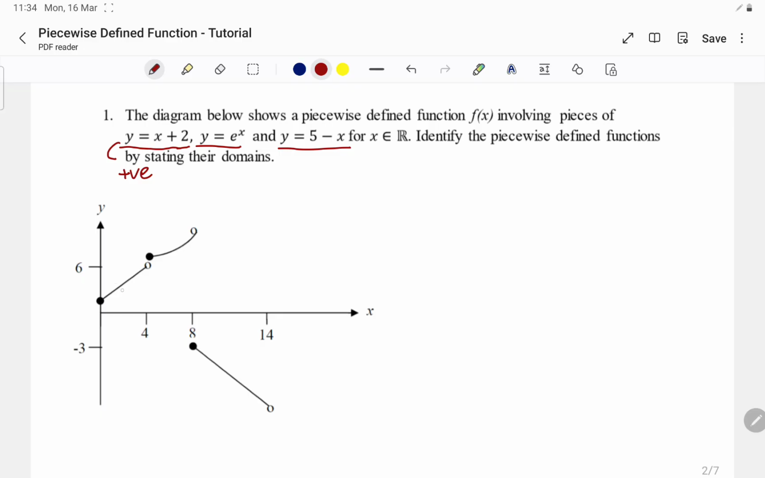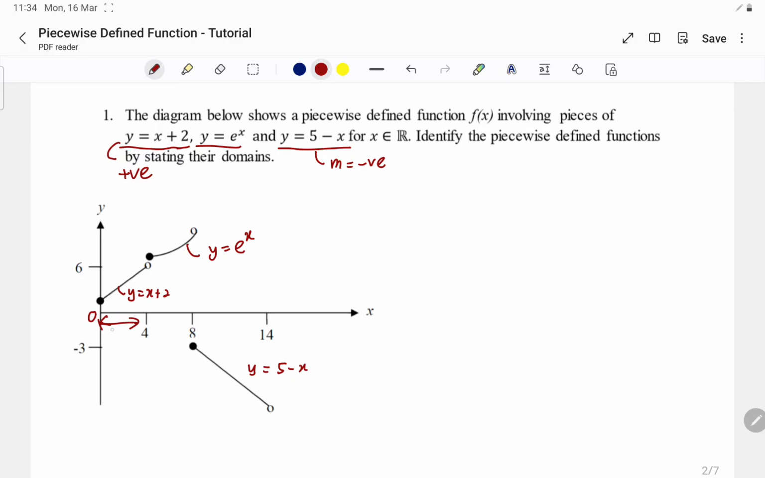So by right, this is y = x + 2 because the gradient is positive, and it will be sloping upward. Another one, we have 5 - x, whose gradient is negative. So this one should be y = 5 - x. The remaining one should be y = e^x.